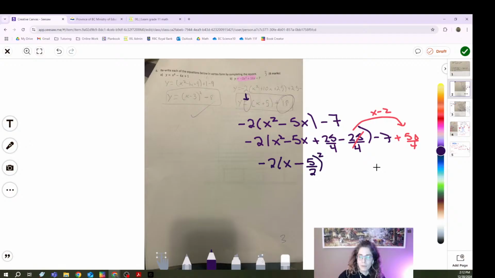What is -7 plus 12.5? Not if you're starting at -7. Think of it as 12.5 minus 7. Yeah, plus 5.5. So that's what it should have looked like. So you forgot the -2 here. I'm surprised she didn't circle this because technically that should have been halved. You didn't get your squared term. So yeah, there's some stuff happening here.